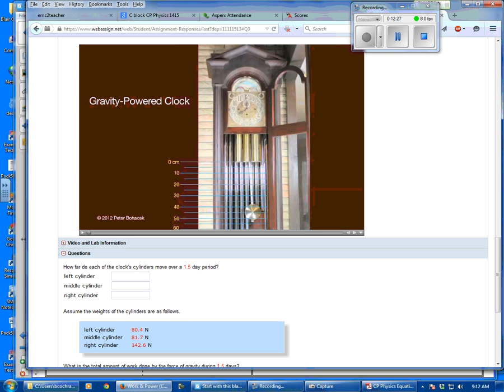As you watch it, to find your data, you need to watch the hands of the clock. Remember, the big hand goes around once every hour, and the little hand once every 12 hours. So in my 1.5 day period, I'm going to look for that little hand to go around 3 times, and that's how I'll know what point in the video to pause at so that I can get the data for my left, middle, and right cylinder.